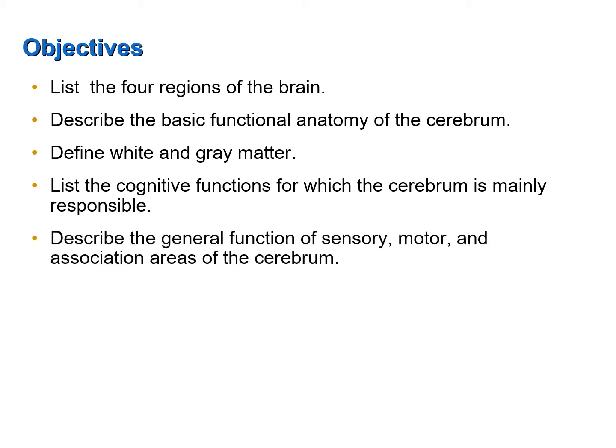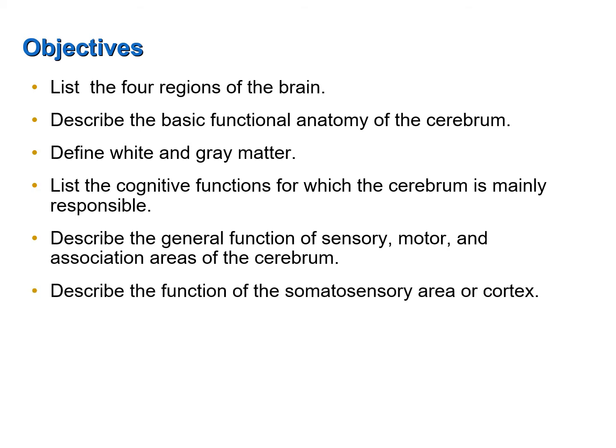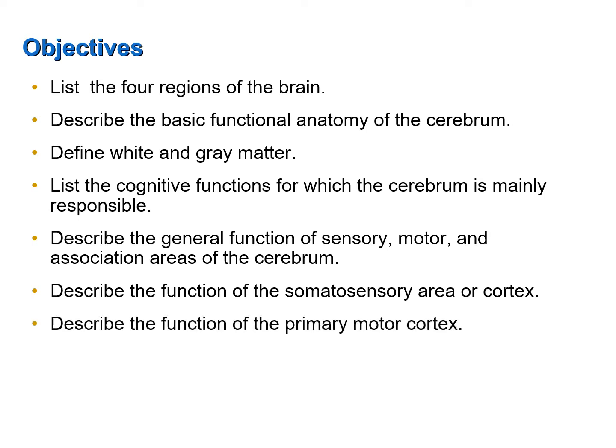Describe the general function of sensory, motor, and association areas of the cerebrum. Describe the function of the somatosensory area or cortex. And finally, describe the function of the primary motor cortex.